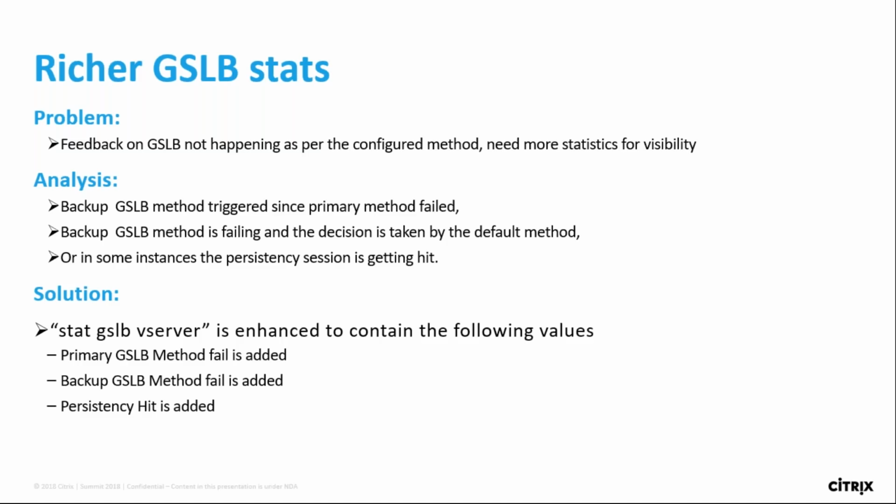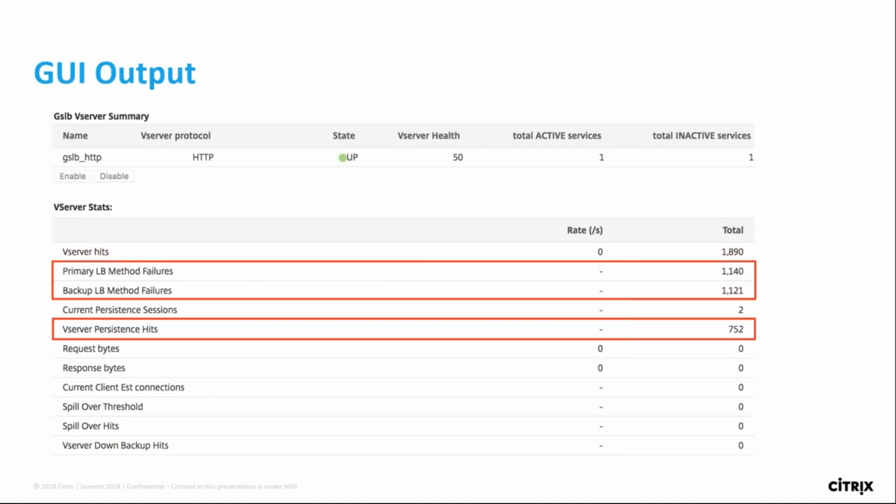So with this feature, now you are able to see what exactly has failed, and we have added those stats. If you go to the GSLB output stat, you can see the highlighted portion, where you will now find the reason: for how many cases the primary LB method failed, or for how many sessions there was persistency. So this information will help you understand what the root cause was.